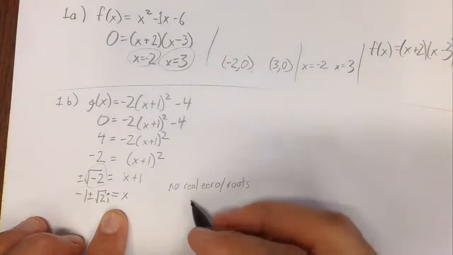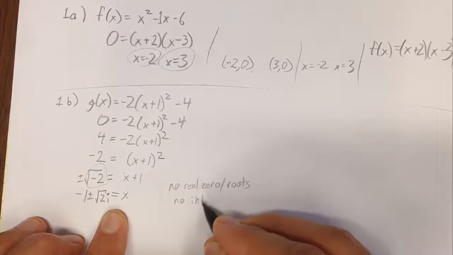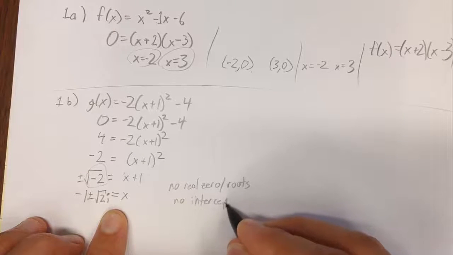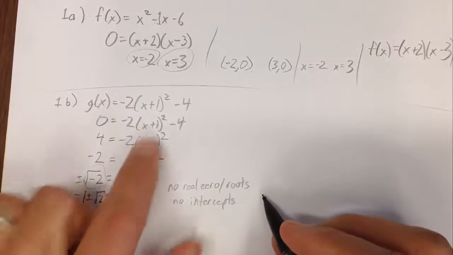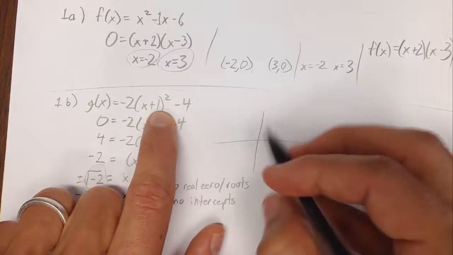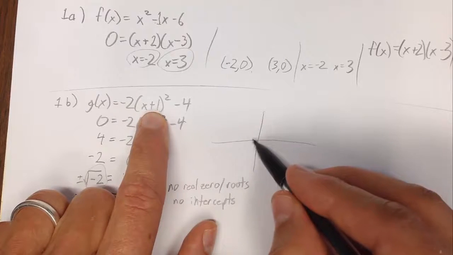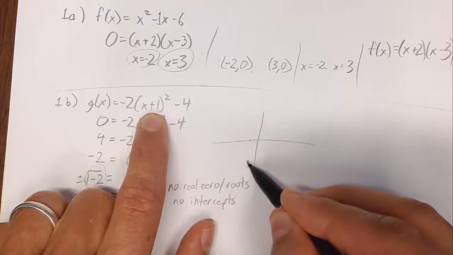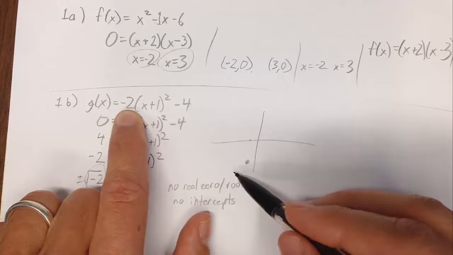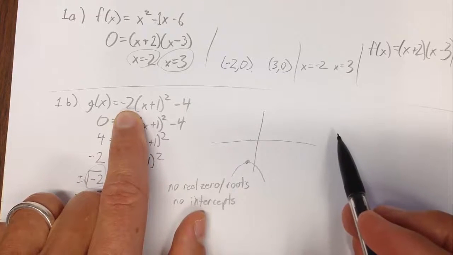And of course, on the xy plane, it has no intercepts. Okay, now you could actually go back here, and if you were adept at finding, notice the vertex is at -1, -4, and with A being negative, this is concave or cupped downward, and you can see that it never actually crosses the x-axis.